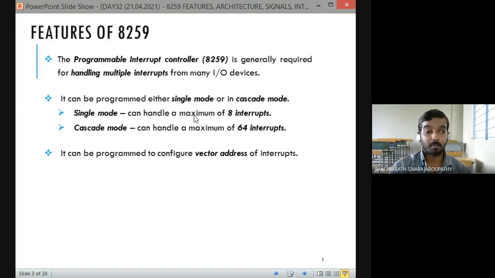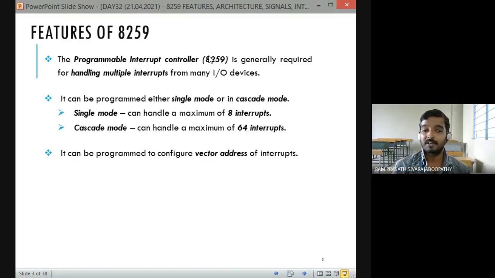As we told, it's a programmable interrupt controller. We can program its operation. What are the things we can program? We can configure the vector address of the interrupts. It's a nice thing, isn't it? In the 8085 microprocessor, the vector address of all interrupts is predefined. It is fixed. We cannot change it. Whereas in the case of 8259, for each interrupt you can configure its vector address.